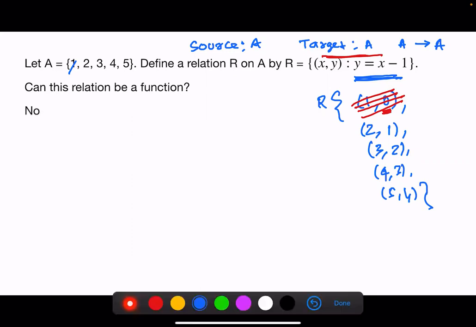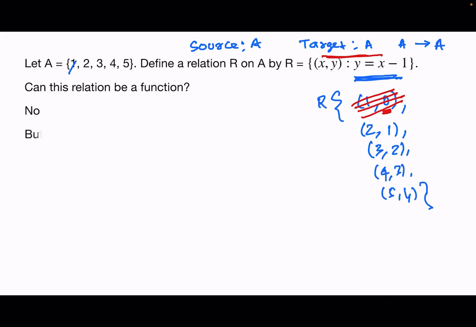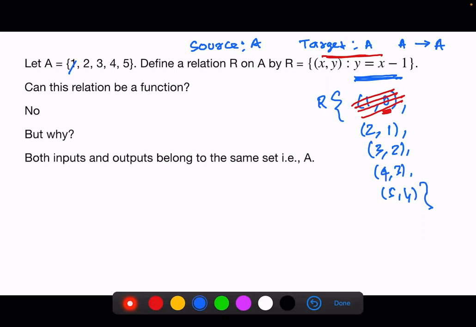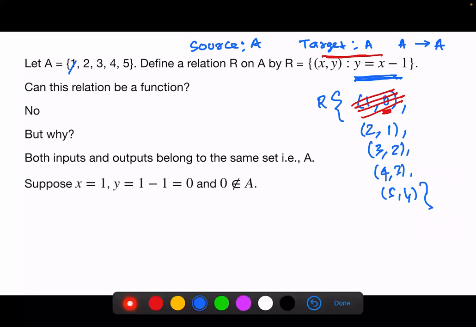Okay, so it cannot be. No, this cannot be a function. But why? Why can't it be a function? If you look at both inputs and outputs belong to the same set, so that is understandable. Suppose x is 1, we just saw if x is 1, y is 1 minus 1, 0, and 0 does not belong to A. Because 0 does not belong to A, you are taking A as the target set, you cannot make an association.